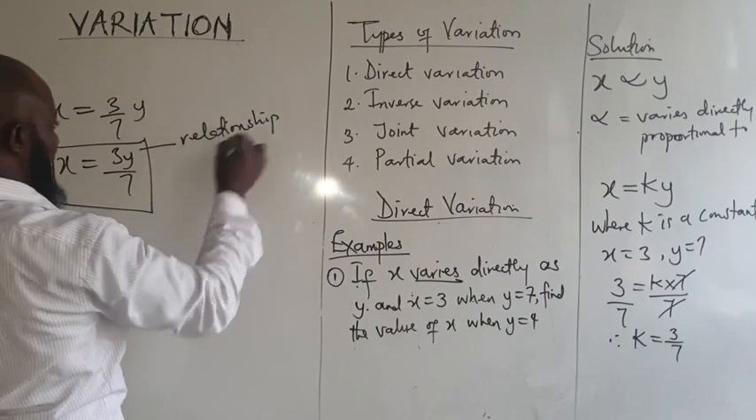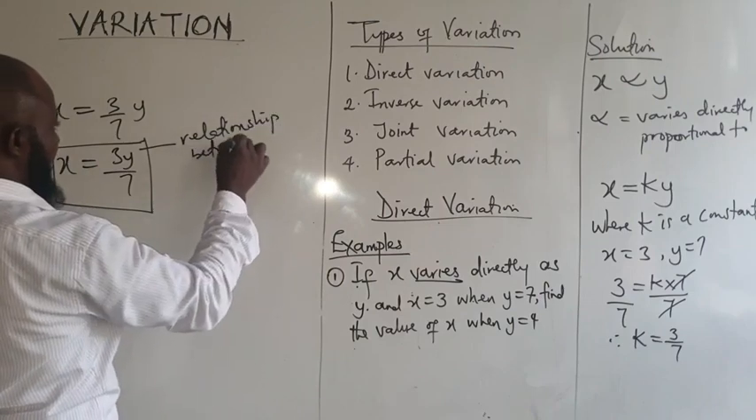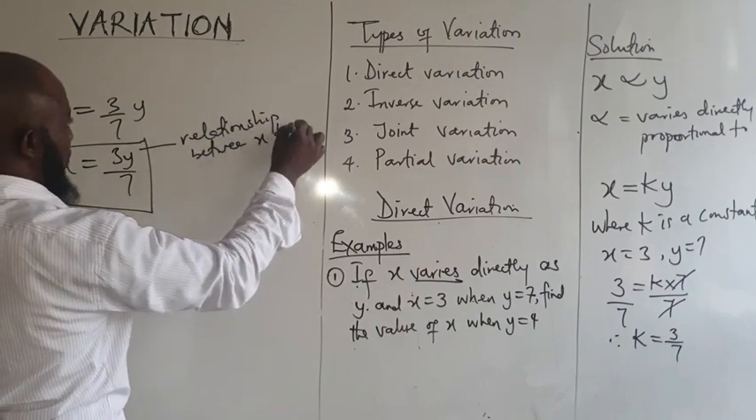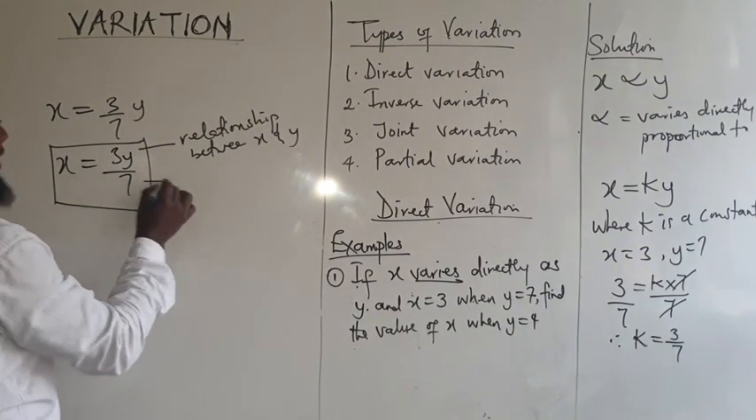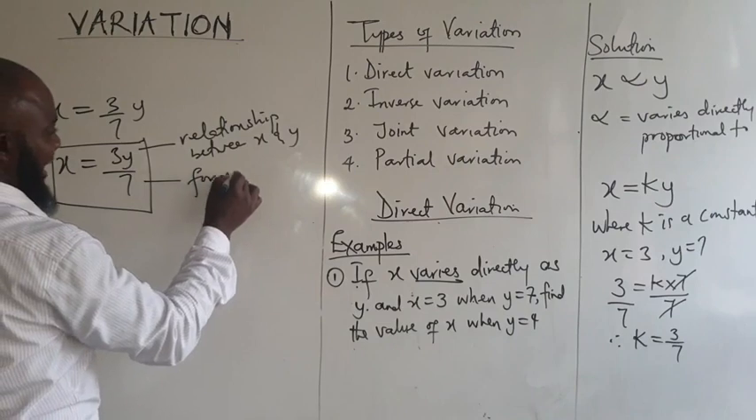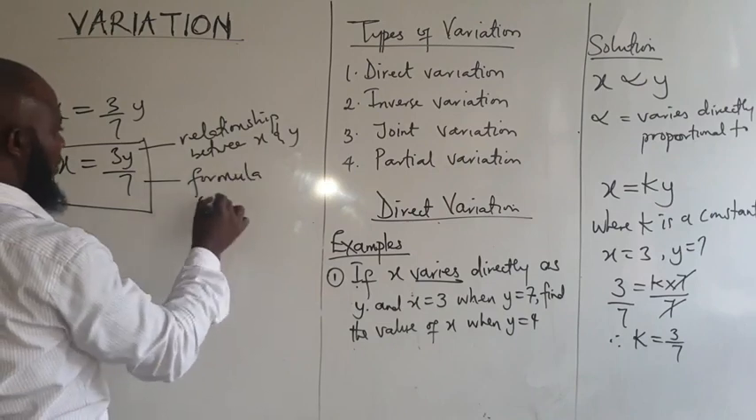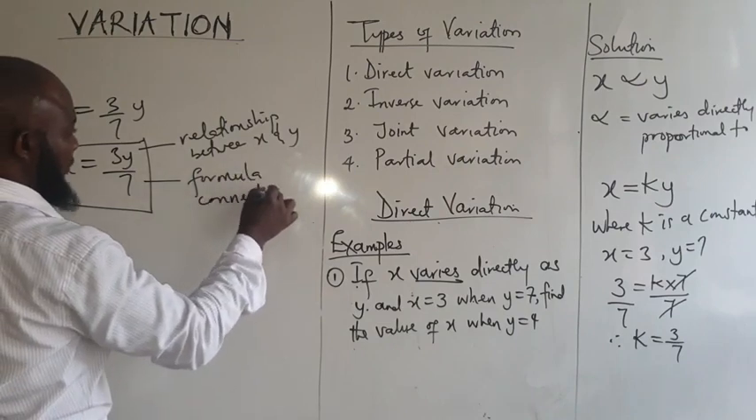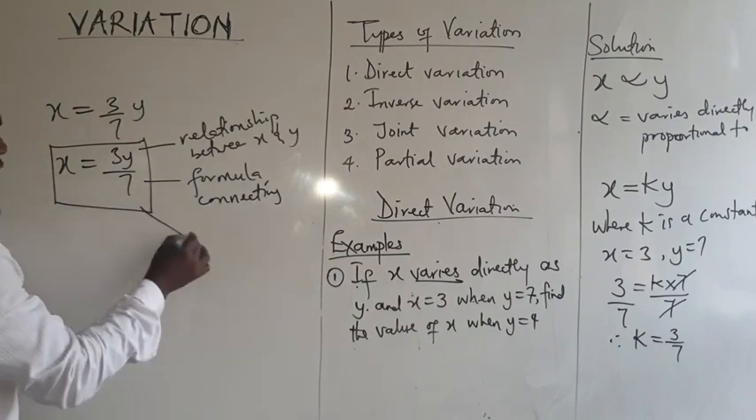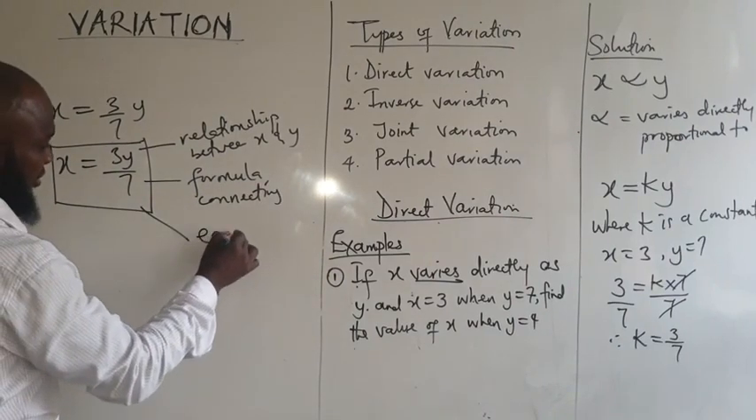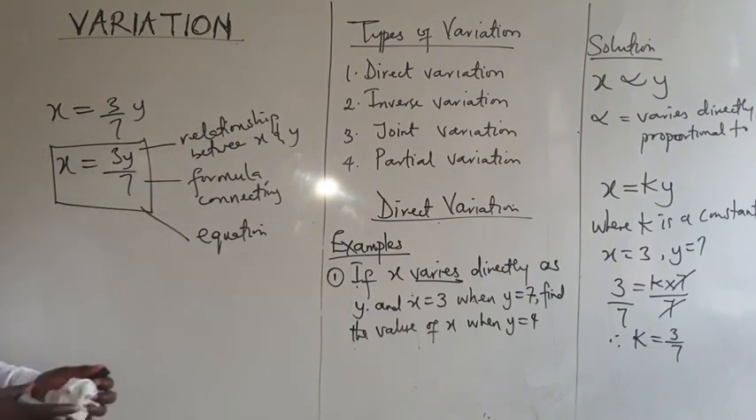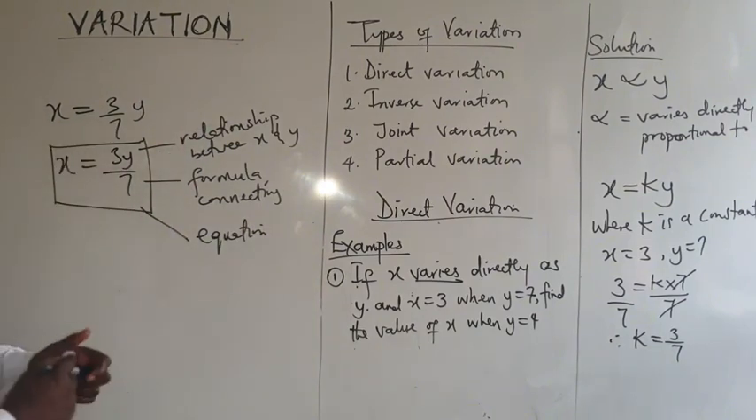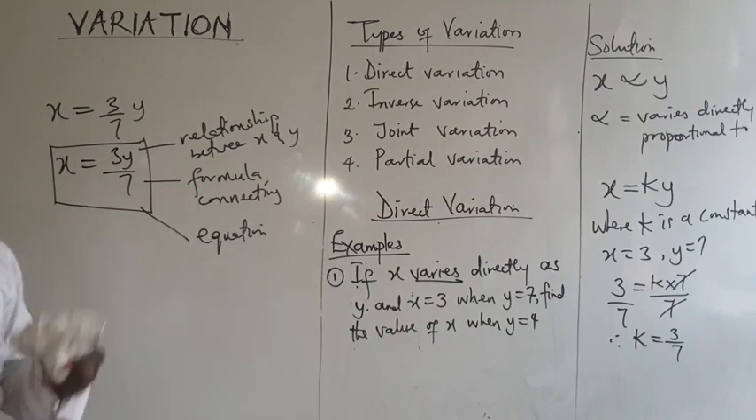So this expression here is called the relationship between x and y. Whatever variables are given, it depends. So we also call it the formula connecting the variables, or we call it the equation connecting the variables. So anyone who uses that, they mean the same thing.